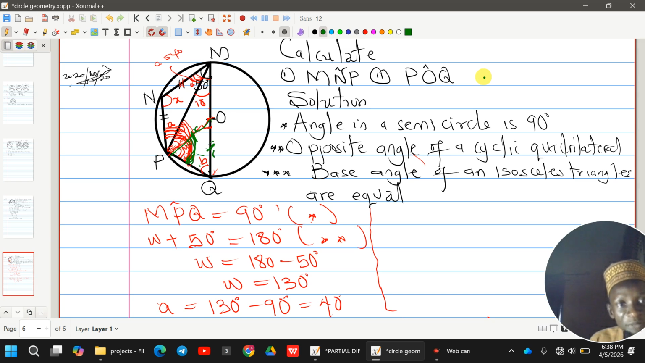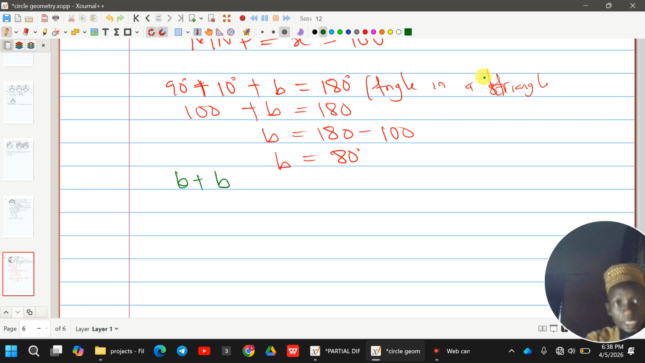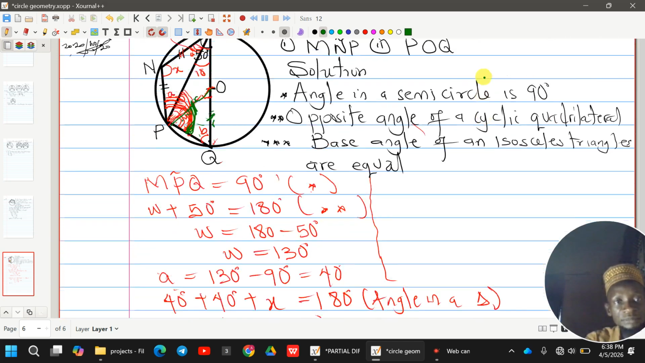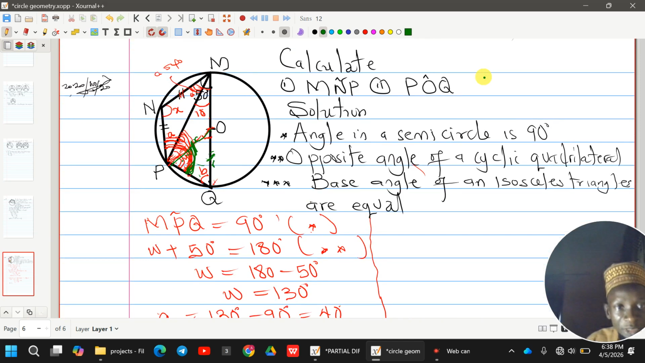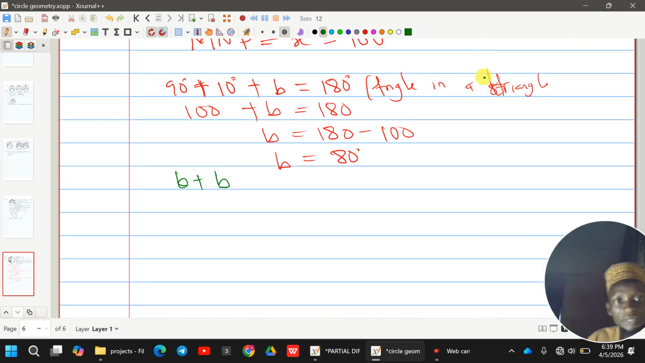Okay? I think I've written something here already, right? But let me change, it doesn't matter. I can make this one B. So this one can be B plus B. Okay? So let me make this one to be any letter. Let me make this one to be K.